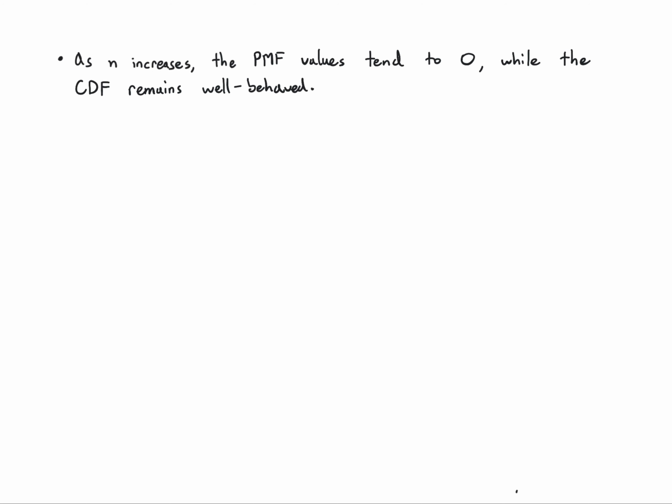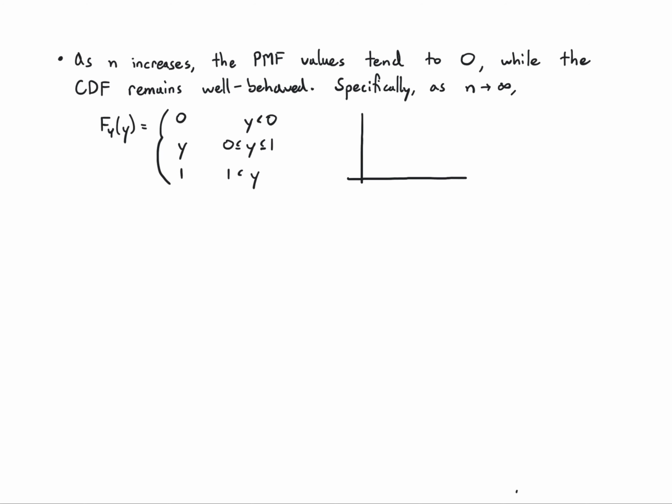Okay, and specifically as n goes to infinity, it was reasonable for us to take the model that F of y is equal to 0 before y equals 0. It's y between 0 and 1, and it's 1 afterwards. Okay, so drawing that, it's just slope 1 between 0 and 1, and then it's flat. Okay, that's very nice. And this is great.